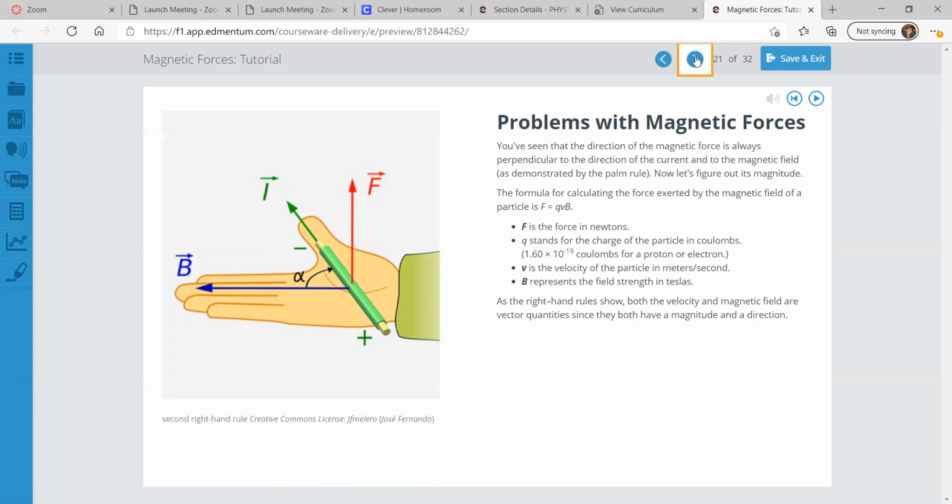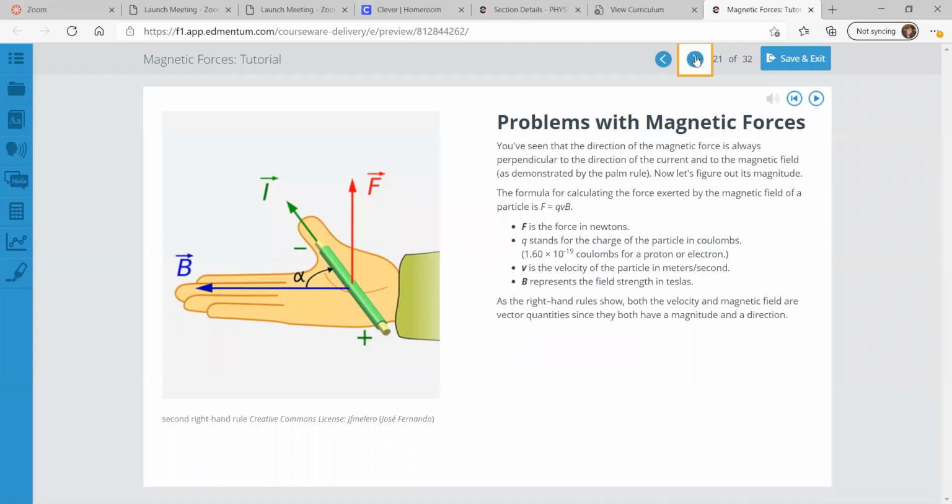Okay, so you've seen that the direction of the magnetic force is always perpendicular to the direction of the current and to the magnetic field, as demonstrated by the Palm rule. So now we're going to figure out how large that force actually is, right? The formula for calculating that force exerted by the magnetic field of a particle is F equals QVB.